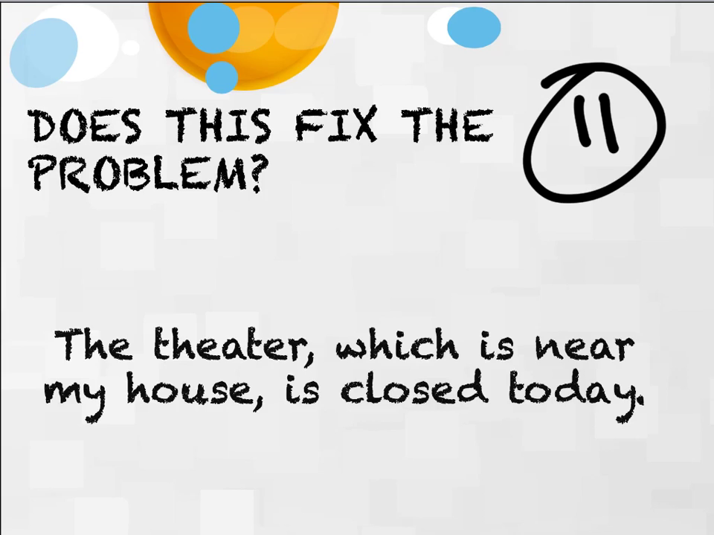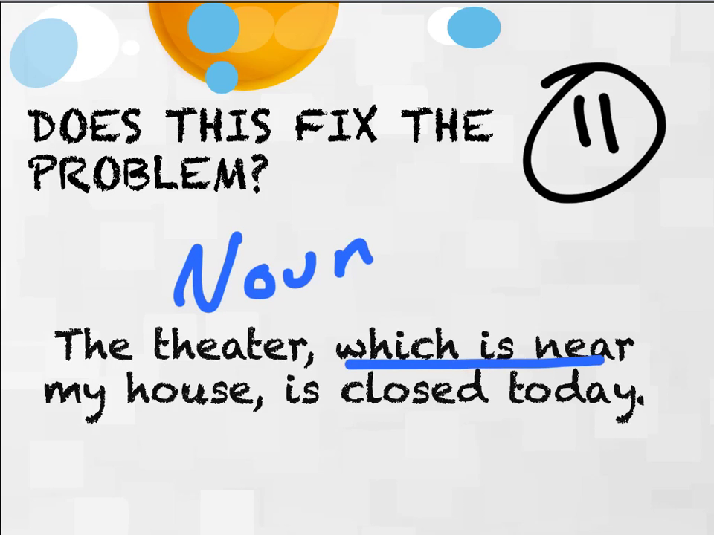Alright, let's look at it together. The theater, which is near my house, is closed today. Let's check our 4 rules. First rule, the appositive has to come after a noun. We've got the noun theater here, and look, the appositive is right here.